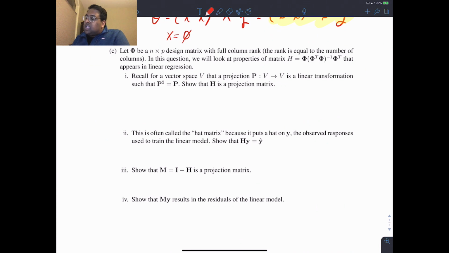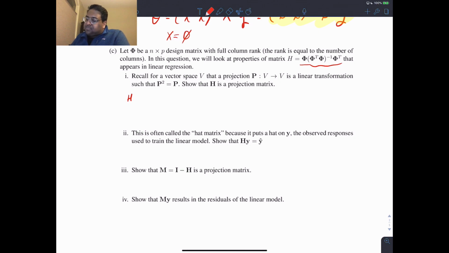Now moving on to part C, we again have phi defined the same way: it has n rows and p columns, and it has full column rank, which means that the rank is equal to p, the number of columns. We're going to be investigating this new matrix H, phi times (phi transpose phi) inverse times phi transpose, which appears in linear regression. In the first part, we're told that a projection matrix is a matrix that when you square it, it gives you back the same matrix. So we want to show that H is a projection matrix.